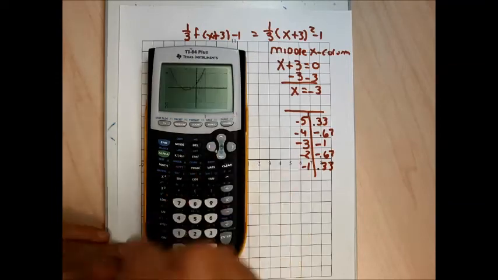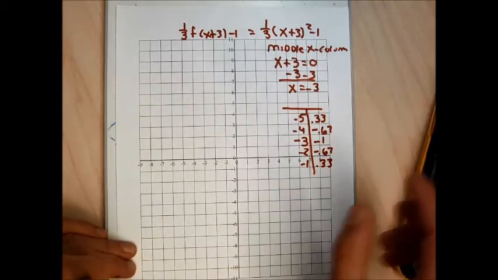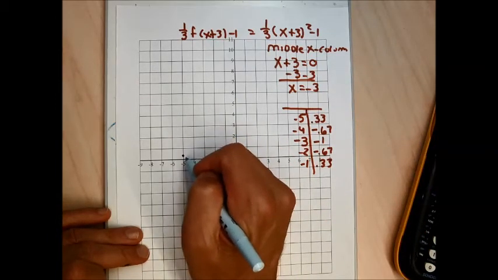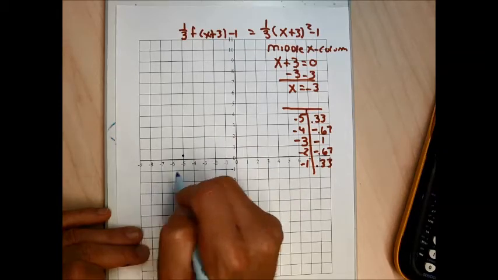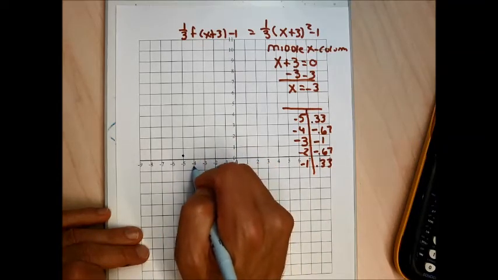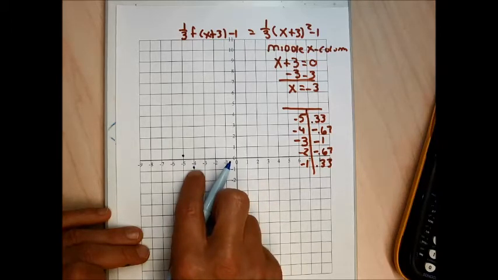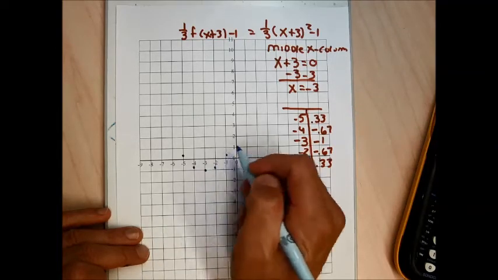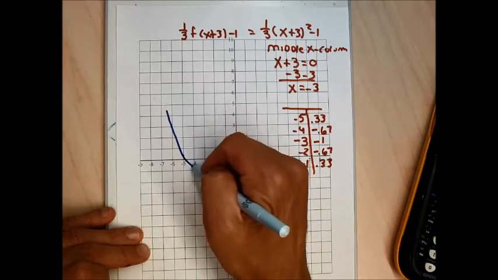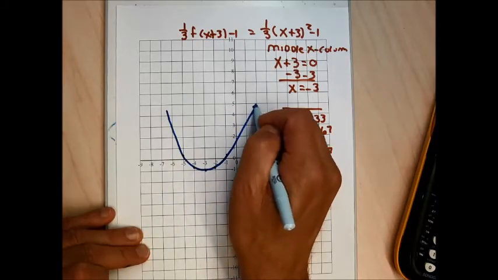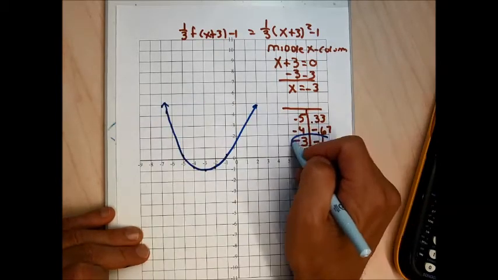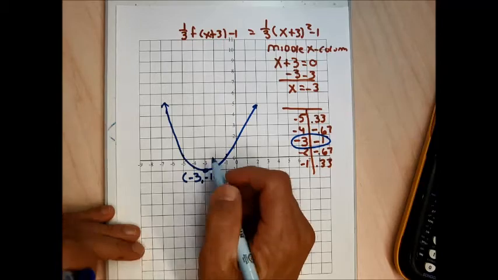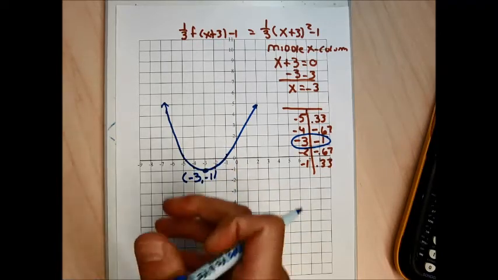And I'm going to plot those and get a graph that looks like that, a wide-ish parabola. So negative 5, 0.33 is really close to the x-axis. It's not up even halfway. And then negative 4, negative 0.67 is underneath the x-axis. And then negative 3, negative 1, negative 2, negative 0.67, and negative 1.33. And I get this wide-ish parabola. And the vertex is always going to be in the middle of my x column. The point negative 3, negative 1 is this vertex. So done with part B.